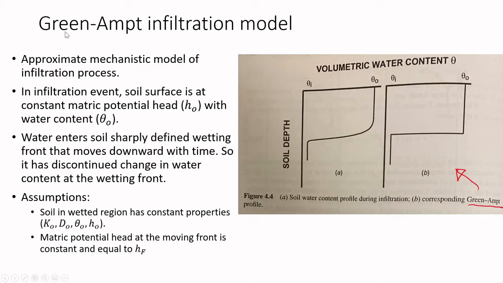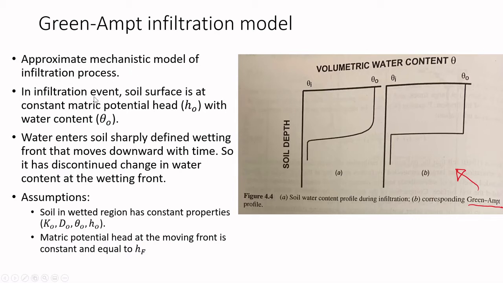Okay, here is another equation called the Green-Ampt infiltration model, and Figure 4.4a shows you the actual water content distribution in the soil as water infiltrates into the soil. So A is a soil water content profile during the infiltration process. This is the actual observation from an experiment. But B is a simplistic model given by Green and Ampt. All right, so the Green-Ampt infiltration model is an approximate mechanistic model of the infiltration process.